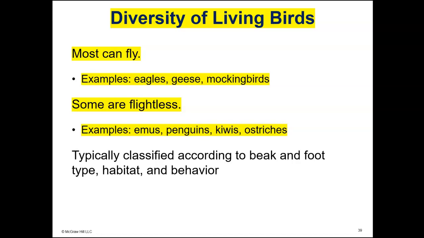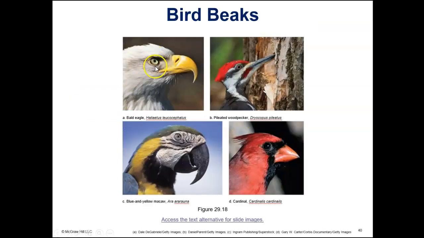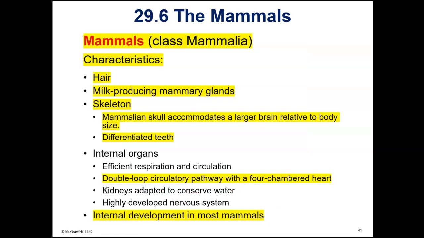Most birds can fly. Examples of birds that can fly are eagles, geese, mockingbirds, and you probably know many, many more. But some are flightless. Emus, penguins, kiwis, and ostriches are flightless birds. Here we have a bald eagle, a pileated woodpecker, a macaw, and a cardinal. And all of these birds, of course, can fly.